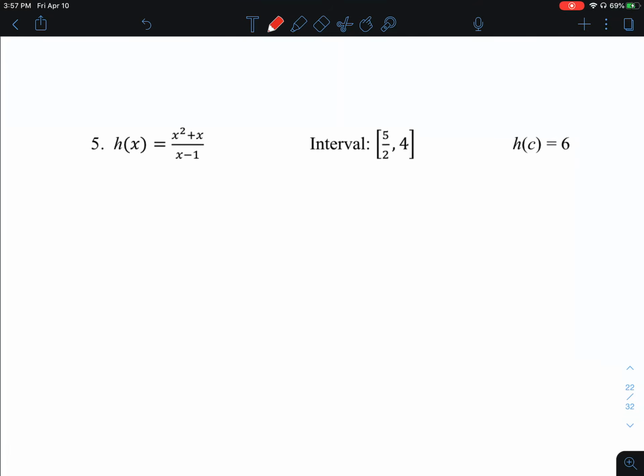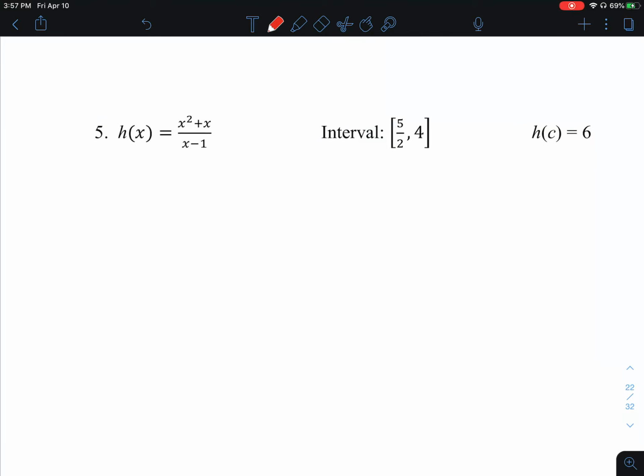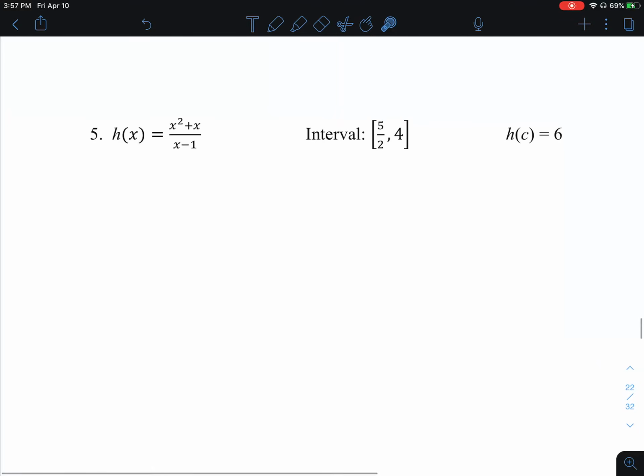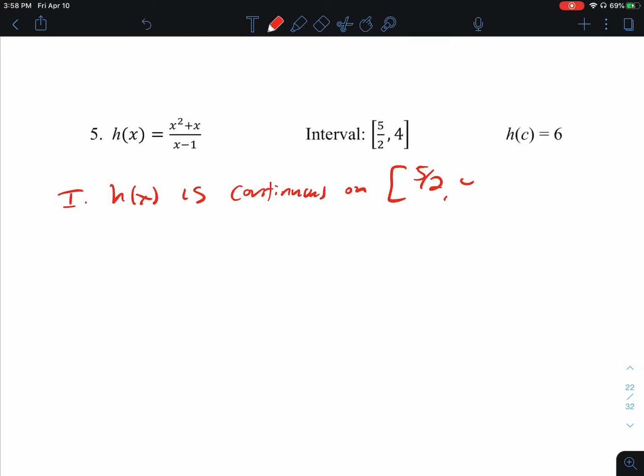Last one, number 5. This is a non-calculator. So we've got to show all the algebra work for this. Well, first of all, is this graph continuous? Well, it's not continuous at 1. There's a vertical asymptote. But 1 is not in this interval. So h of x is continuous on the interval 5/2, 4. So we're cool there.